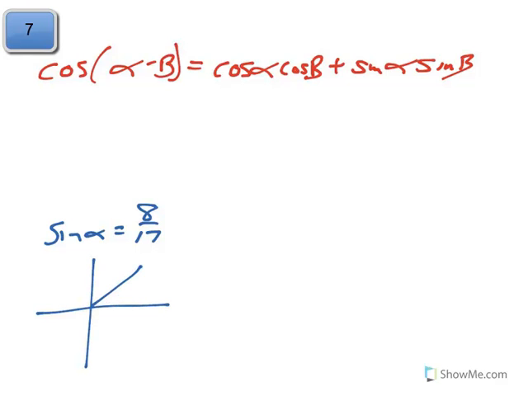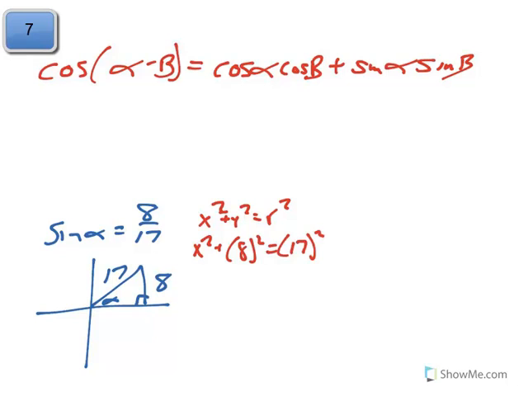So if you draw your right triangle in quadrant 1, because the directions tell you it's in quadrant 1, sine is y over r. To figure out what x is, you have to use the Pythagorean theorem. So x squared plus y squared equals r squared. Don't know what x is. Y is 8. R is 17. 8 squared is 64.